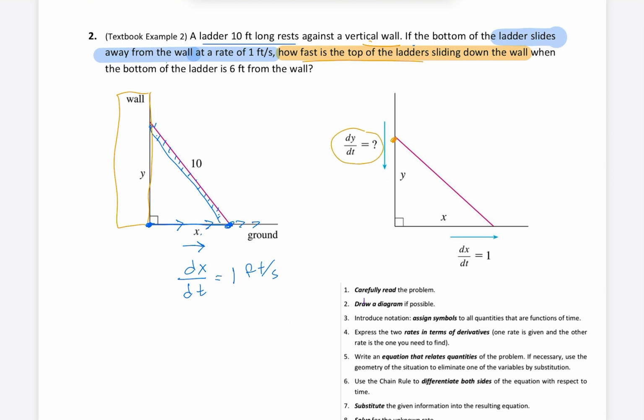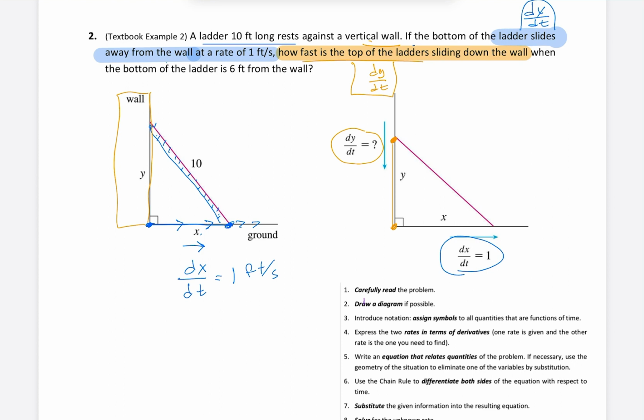Y is the distance between the floor and the top of the ladder. So how fast is that changing in relation to time as the bottom is sliding out? So dy dt is this sentence, and the speed of the bottom pulling away from the wall is dx dt. So we've been given dx dt, and we're asked to find dy dt.